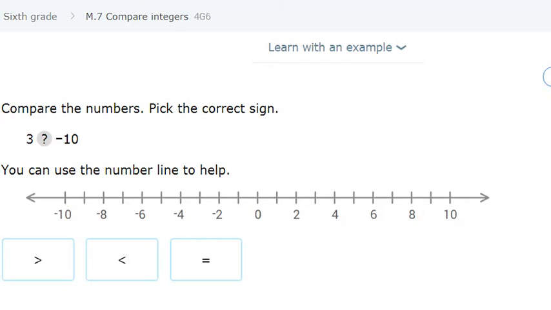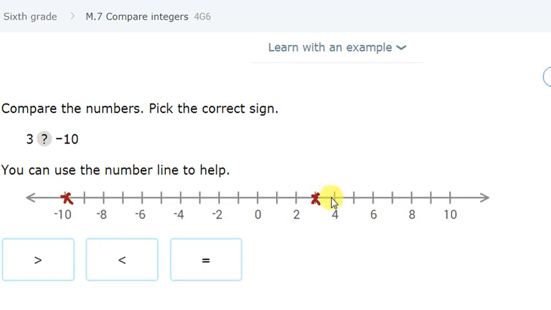For example, where is 3? This is positive 3 because we do not have any sign along. So this is somewhere here, let me just make a cross at this point. So this is positive 3. And the second number is -10. So is this -10? No. We have to put the -10 on the left side of 0, right?